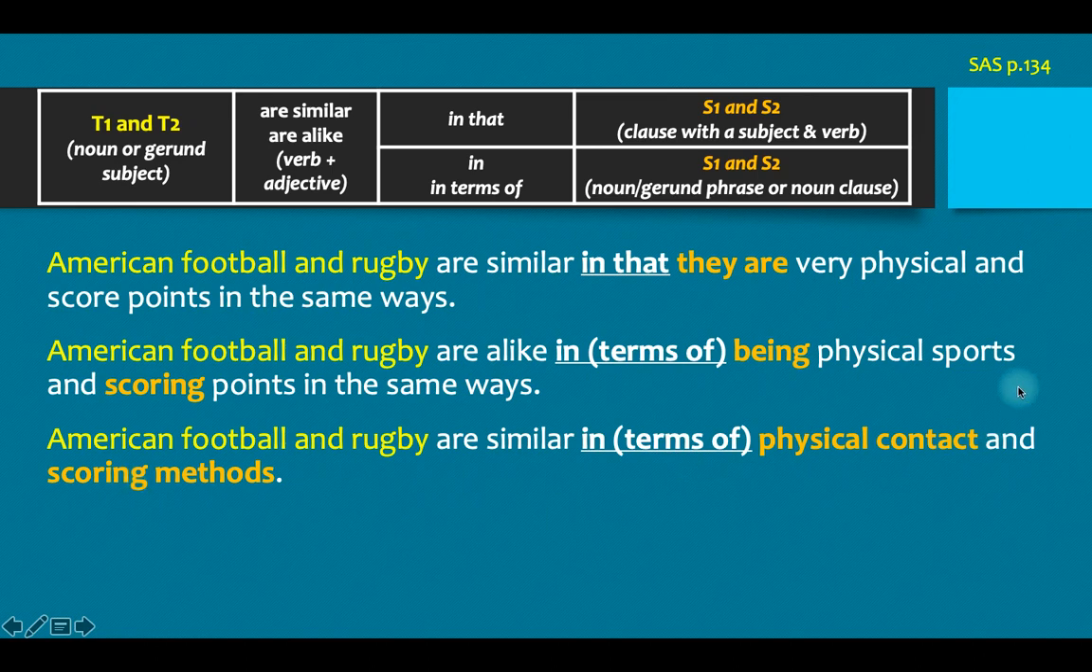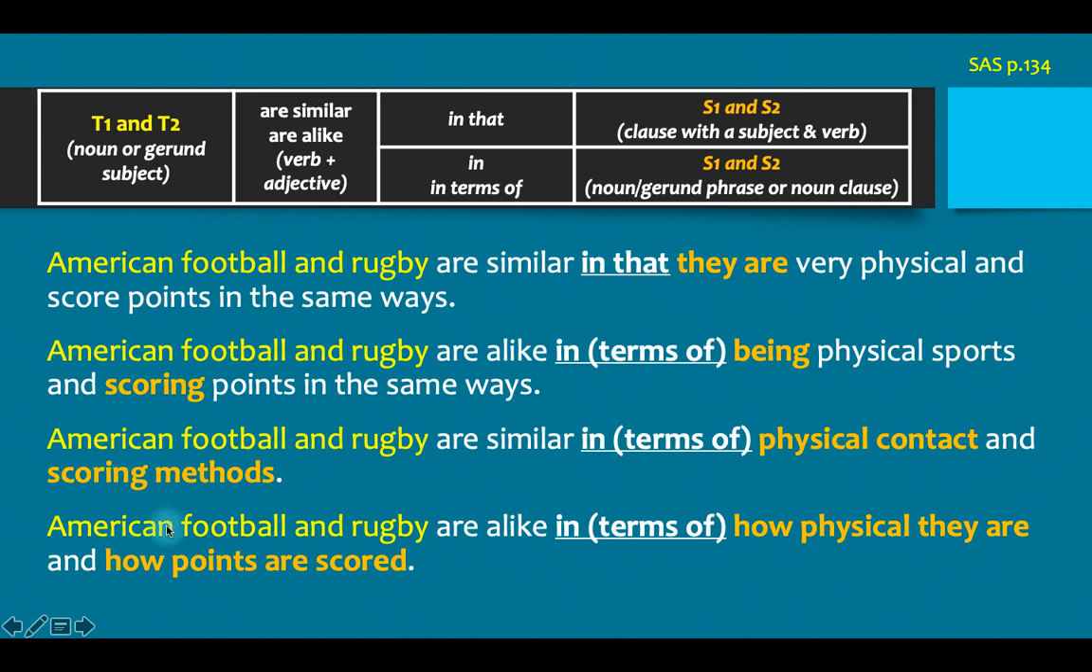Or I could do it with a noun clause. American football and rugby are alike in how physical they are and how points are scored. So I have a gerund structure or a noun structure or a noun clause structure. And any of them are fine, whatever you're comfortable with, but just make sure you're using parallel structure, that both subtopics are written with the same type of grammar.